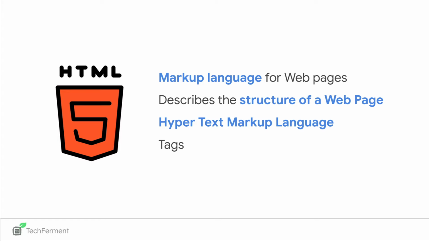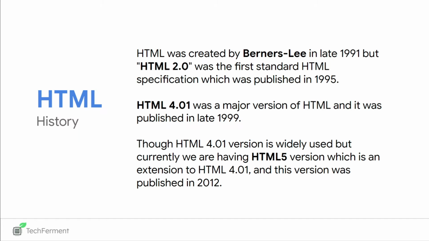So what is HTML? HTML is a markup language. Basically you can use HTML to provide a structure for your web page, and the full form of HTML is hypertext markup language. In HTML everything is text. A little bit of history: HTML was created by Tim Berners-Lee in 1991, and the first version, HTML 2.0, was published in 1995. Then we had HTML 4.01, and right now we are working on HTML 5.